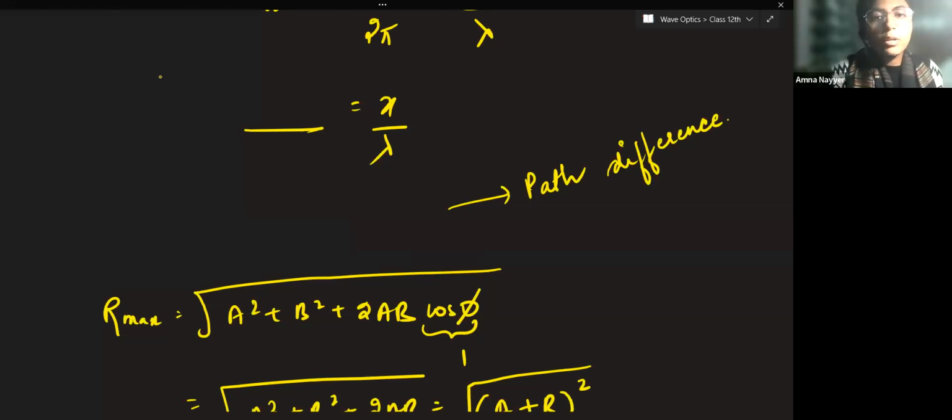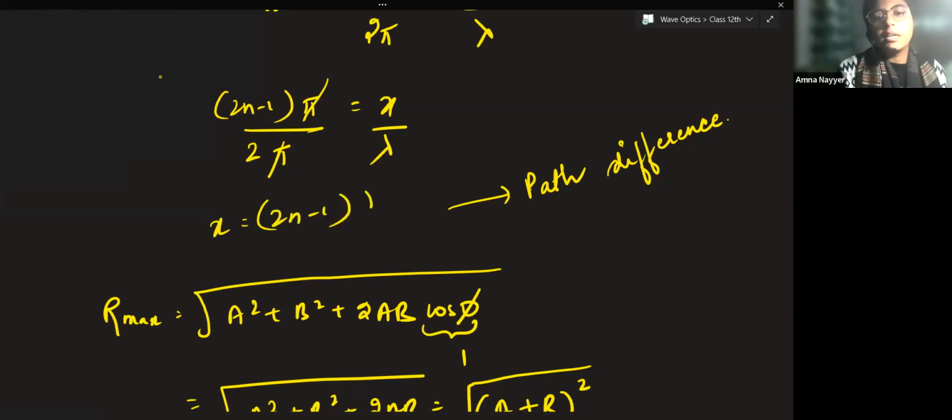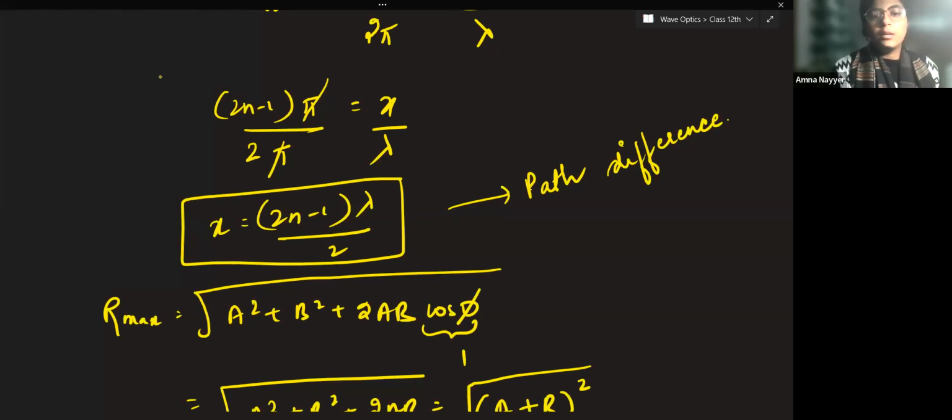So this is (2n minus 1) pi divided by 2 pi. So pi gets cancelled. So x becomes equal to (2n minus 1) lambda by 2. This is the path difference. Now see, cos phi will be -1.